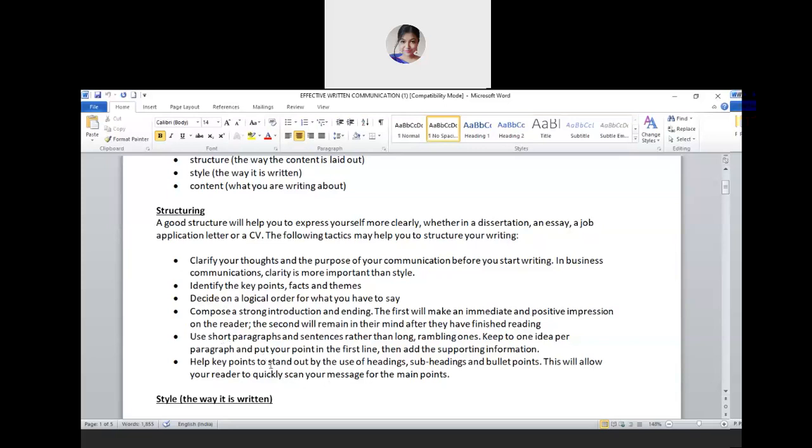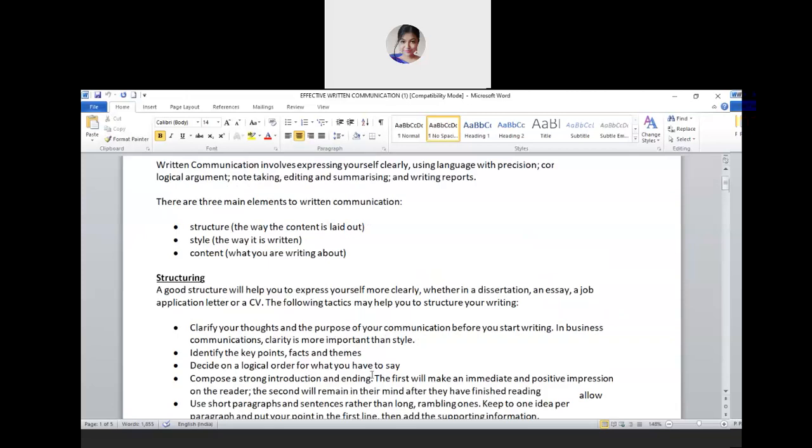Help key points to stand out by the use of headings, subheadings, and bullet points. When you want to highlight certain things, you can use bullet points so that the other person can understand that these are the points that the person wants to explain. And apart from that, you can also use headings and subheadings.